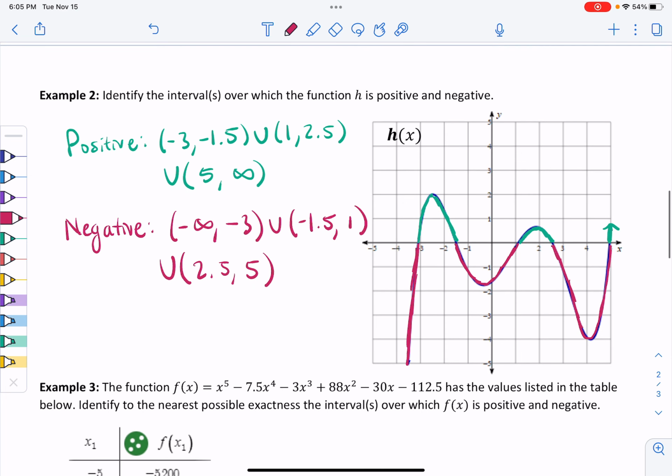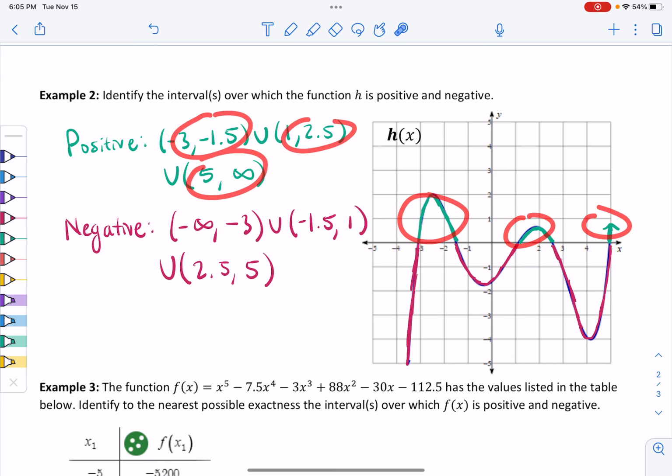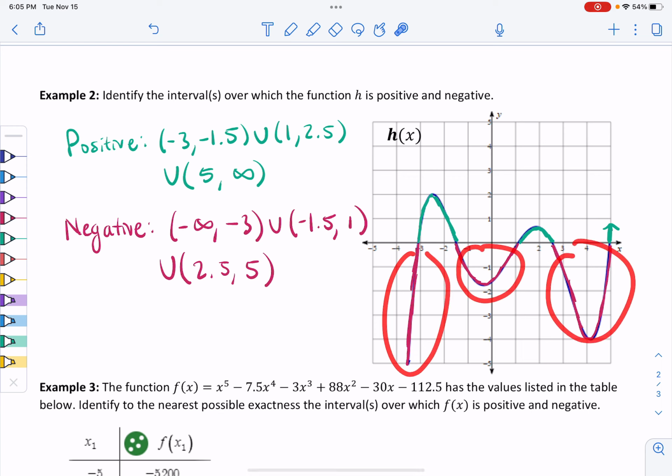All right, that's it. We have our positive and negative intervals. Notice we should, since we have 3 sections right here, have 3 intervals over here. And because we have 3 sections right here, we should have 3 intervals over here.